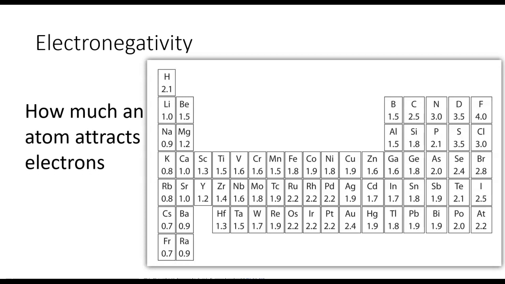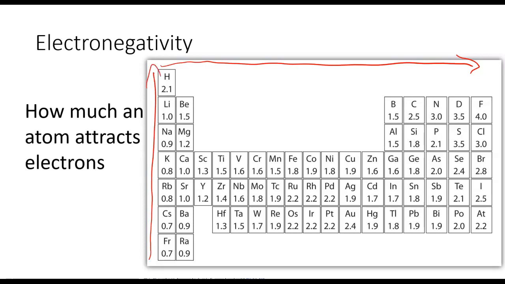We're going to look at a few other things that affect how molecules interact. First thing we're going to look at is electronegativity. This is another pattern that we can see in the periodic table that shows us how much an atom attracts electrons. This pattern is the opposite of our ionization energy. So electronegativity increases left to right across the periodic table, increases from bottom to top.